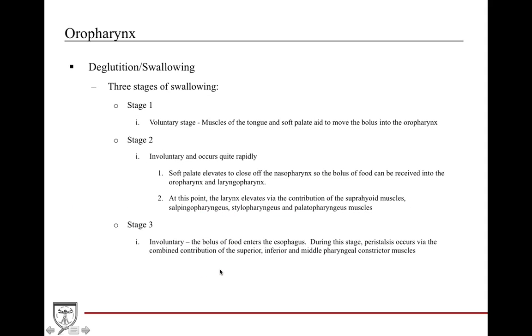So now I'm just going to break down the stages of swallowing real quick. So stage 1 is voluntary. It's where you chew, you make your bolus, and you start to initiate it into the back of the throat. Stage 2 is involuntary. It occurs quite rapidly. Your soft palate elevates. It closes off the nasopharynx. The bolus moves down. The larynx then elevates via continuation of the suprahyoid muscles doing their thing.